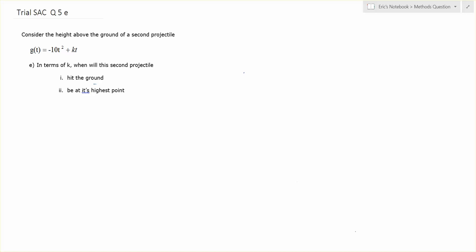This is for Year 11 Methods from the Trial SAC question 5e. It says consider the height above the ground of the second projectile. So the situation is we have a second projectile. It might look like this.